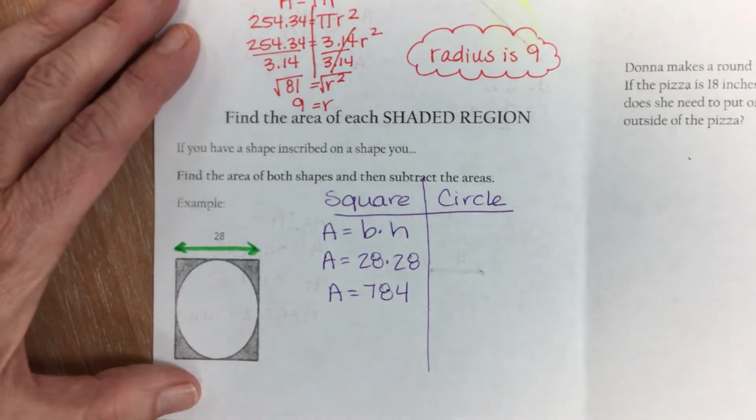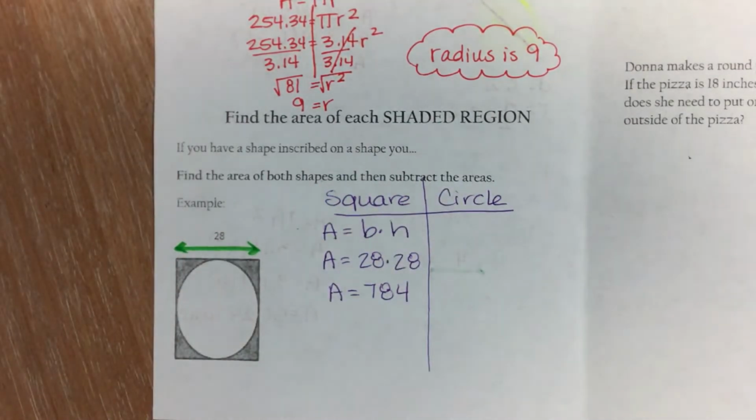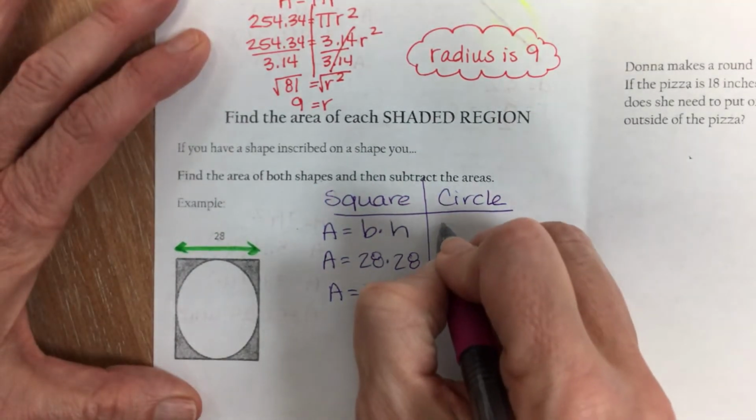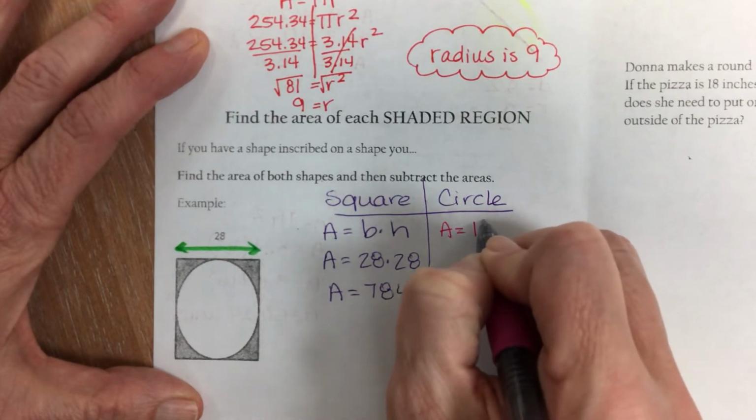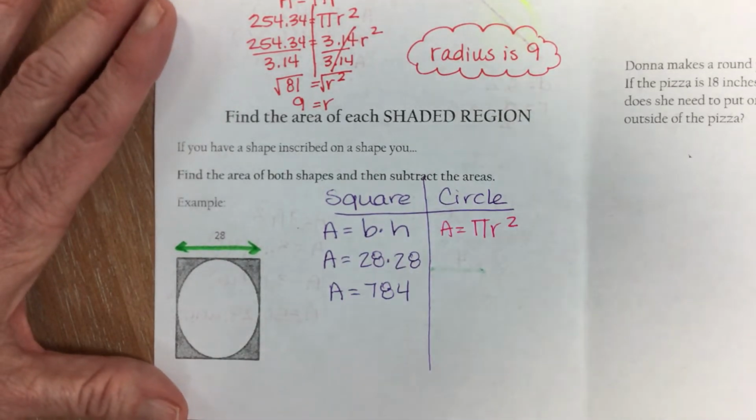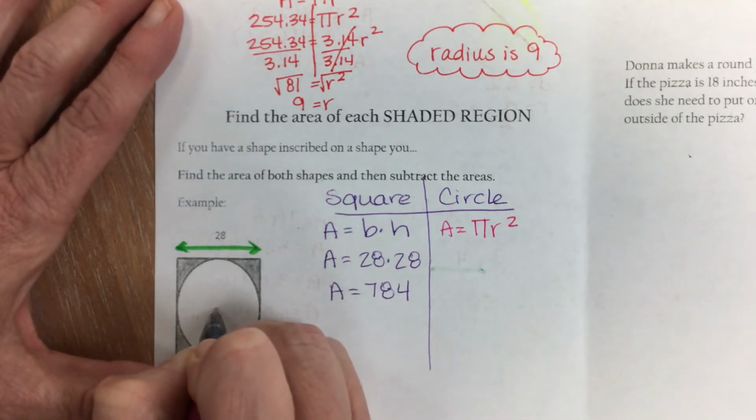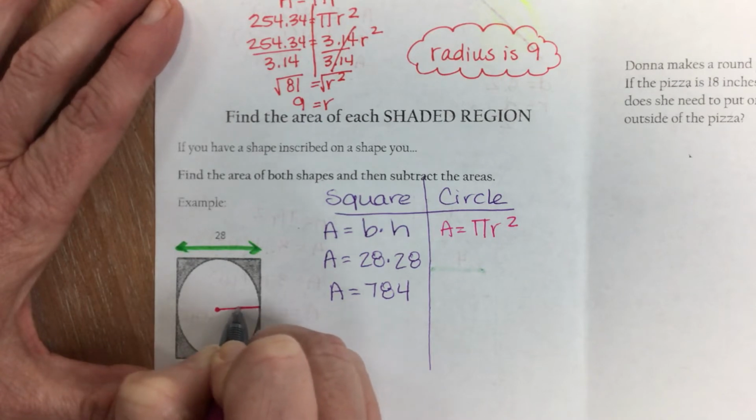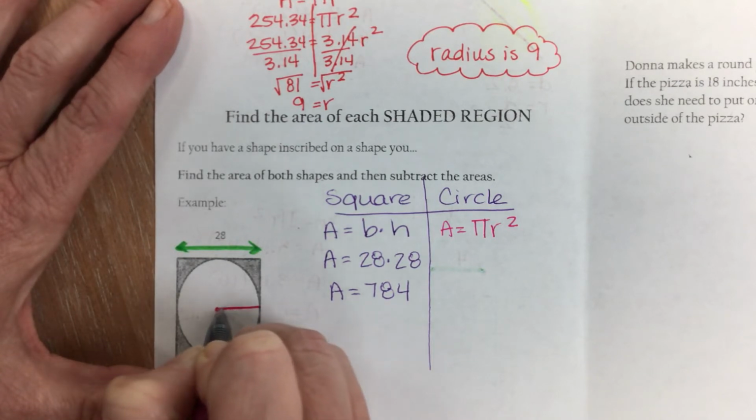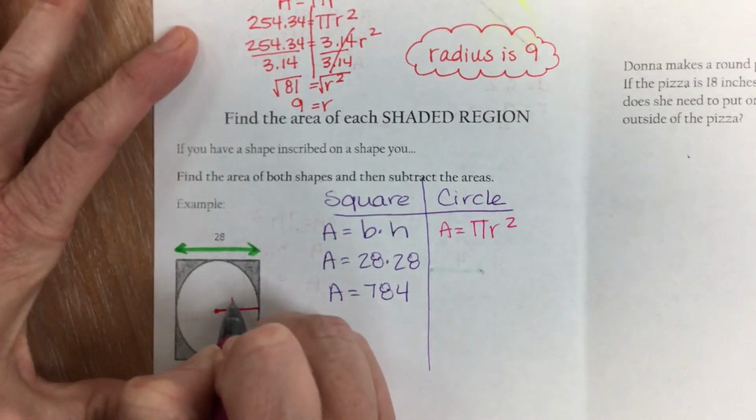I'm going to do the same thing with the circle. And my circle, area equals pi r squared. So here I'm going to do a little bit more. I'm going to figure out the radius. So my radius is half of my diameter. So half of 28 is 14.